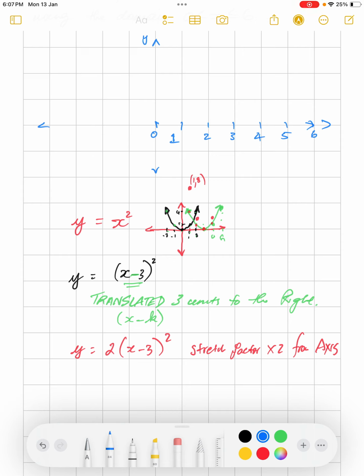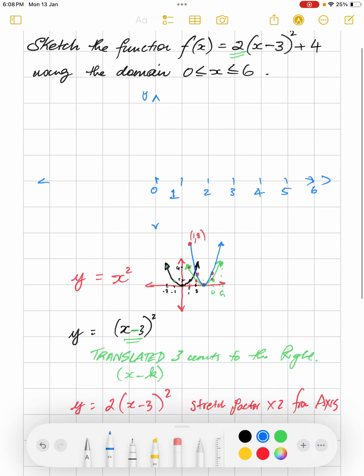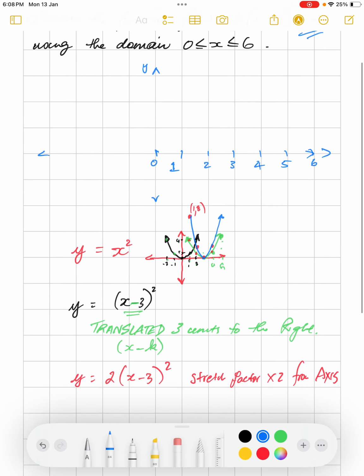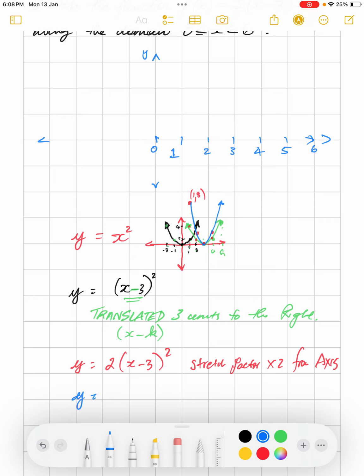I'll do this in blue. Our graph has been stretched two times from the x-axis. Now we've got this plus 4. Plus 4 means it's a vertical movement. We simply add 4 to the y value. So everything translates 4 units vertically.